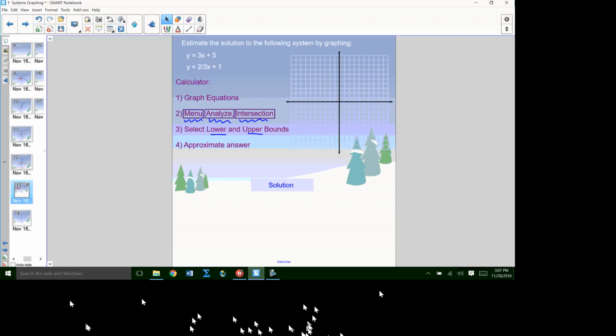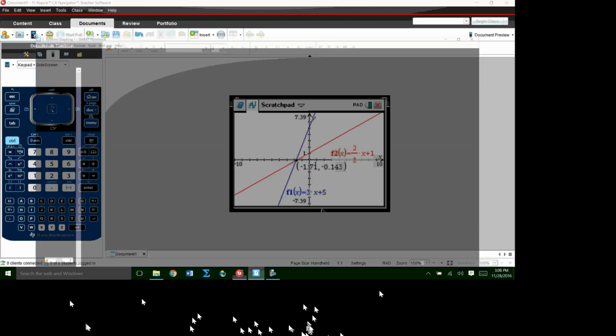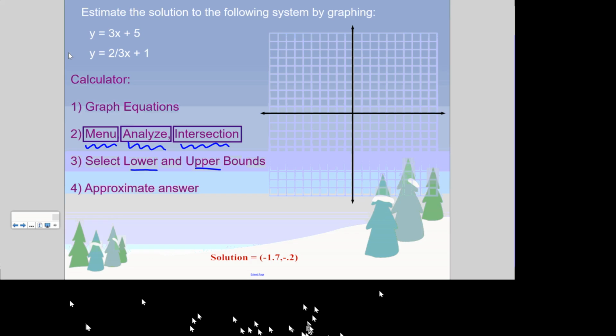So we then can see that we're approximating this answer to be negative 1.71 comma negative 0.143, and you can just copy that down onto your paper. That's the solution you can use. Okay, so once you get that solution, while you estimated it by hand, make sure it is matching your by hand estimation, and then go to the calculator to get a more precise or closer estimation.